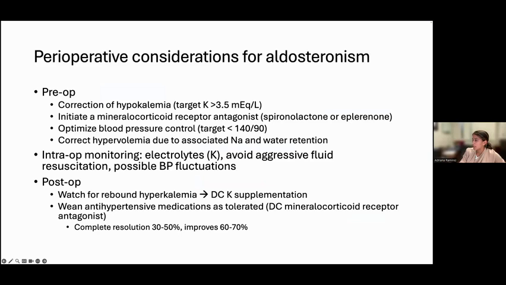And then postoperatively, they can have rebound hyperkalemia, and so it's important to stop their potassium supplementation. I also begin to wean their blood pressure medications prior to discharge. I usually tell them that about 30 to 50% are going to have a complete resolution of their hypertension, but this obviously depends on a lot of factors, including age, duration of medication, sex, etc. However, most will have some improvement in their blood pressure, so I do go ahead and start to taper those off. And that is all I have.